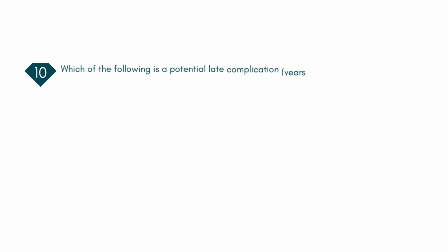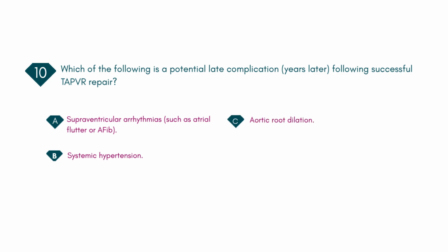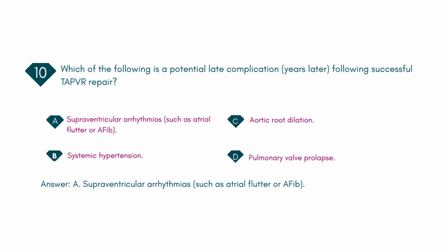Which of the following is a potential late complication, years later, following successful TAPVR repair? A. Supraventricular arrhythmias, such as atrial flutter or AFib. B. Systemic hypertension. C. Aortic root dilation. D. Pulmonary valve prolapse. Answer: A. Supraventricular arrhythmias, such as atrial flutter or AFib.